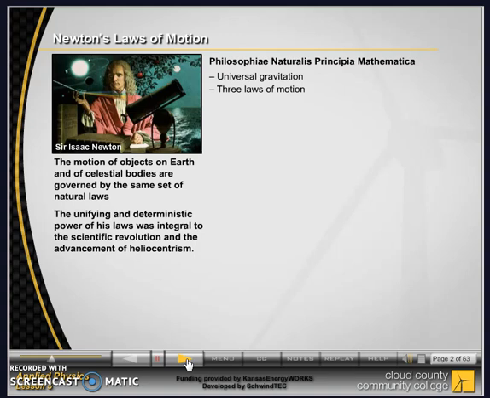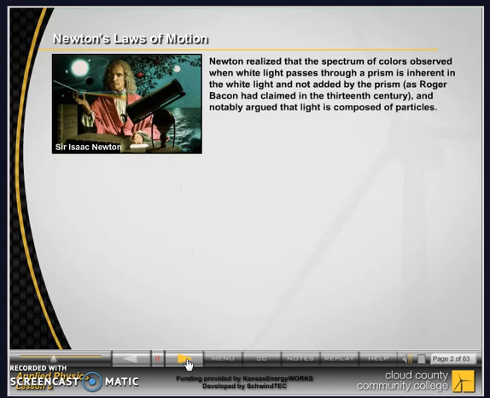Among other scientific discoveries, Newton realized that the spectrum of colors observed when white light passes through a prism is inherent in the white light and not added by the prism, as Roger Bacon had claimed in the 13th century, and notably argued that light is composed of particles.